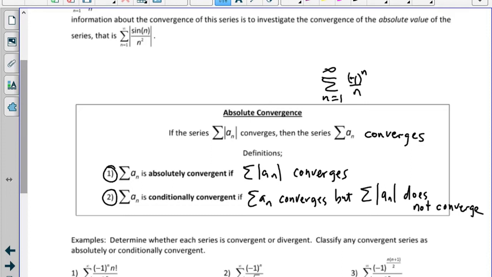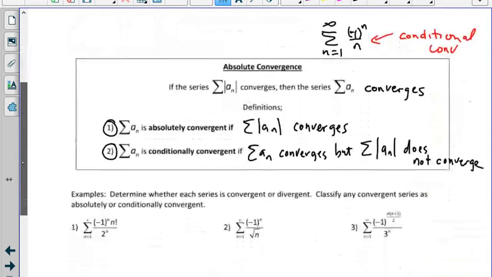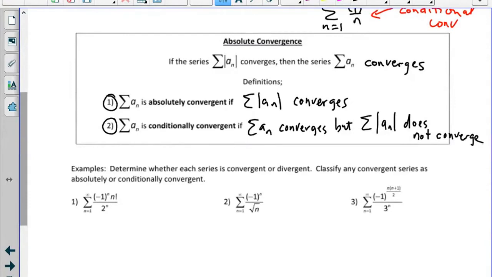So this would be what we call a conditional convergence. Because if I took the absolute value, I just get the harmonic series, which diverges. But if I get rid of the absolute value, then this conditionally converges because I know that the alternating harmonic series converges, which we learned in the previous lesson right here. That's the alternating harmonic series. So that's the difference between absolutely convergent and conditionally convergent.